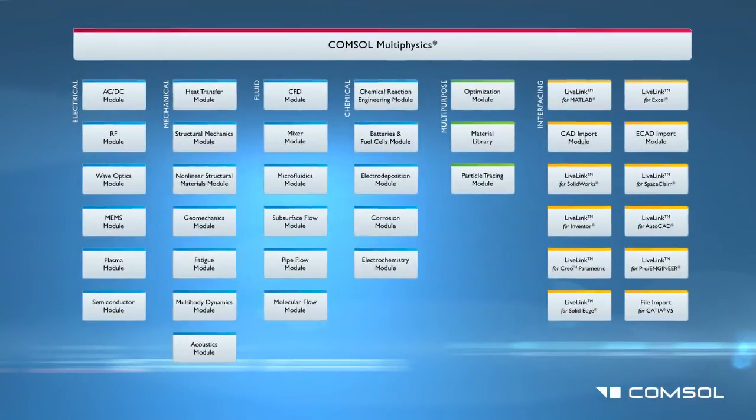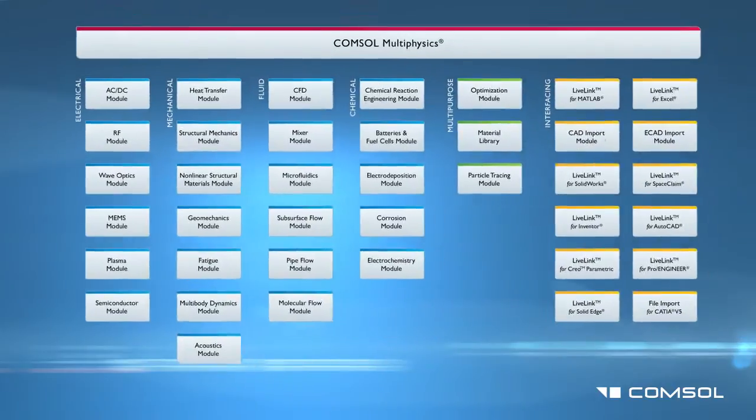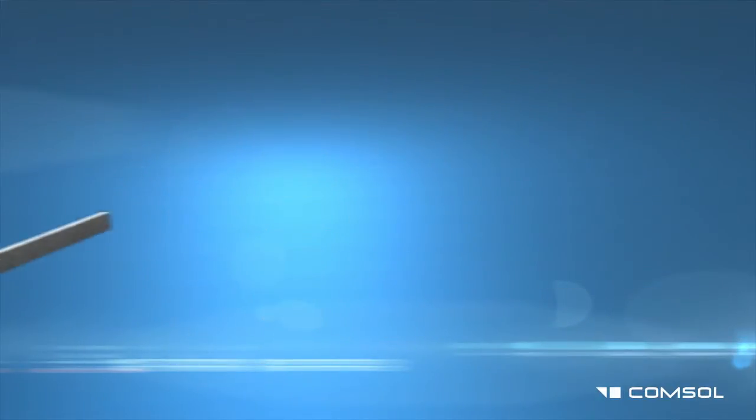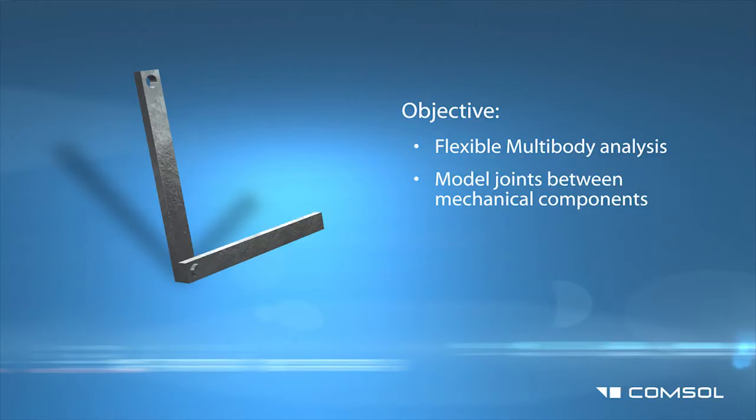This video will demonstrate the modeling of a double pendulum using the Multibody Dynamics Module, available for use with the Structural Mechanics Module. The primary aim of this model is to perform a flexible multibody analysis. Here we demonstrate various features available in the Multibody Dynamics Module to model joints between mechanical components, such as joint forces and motion tracking.